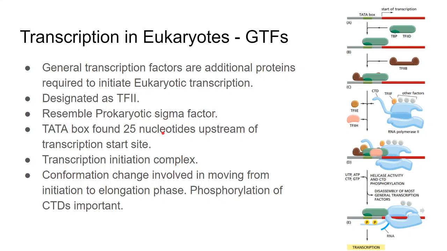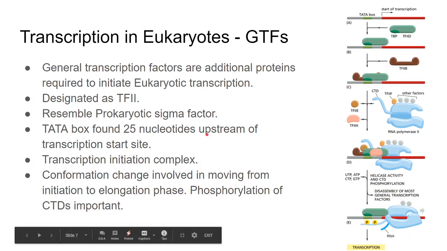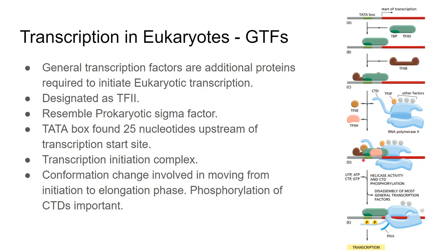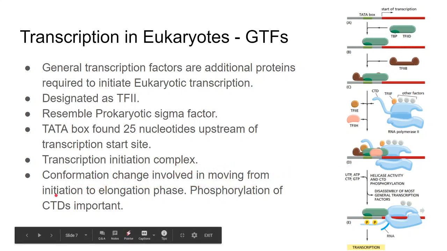So the Tata box is found 25 nucleotides upstream of the transcription start site, and this whole complex formed with all the transcription factors and the RNA polymerase is known as the transcription initiation complex. So this is what's required to initiate the transcription machinery to begin its function. And there are conformational changes involved in moving from initiation to the elongation phase.